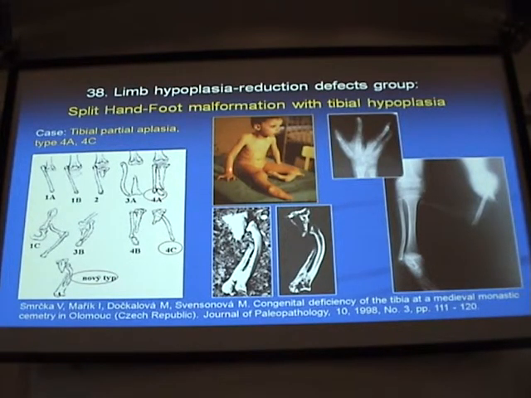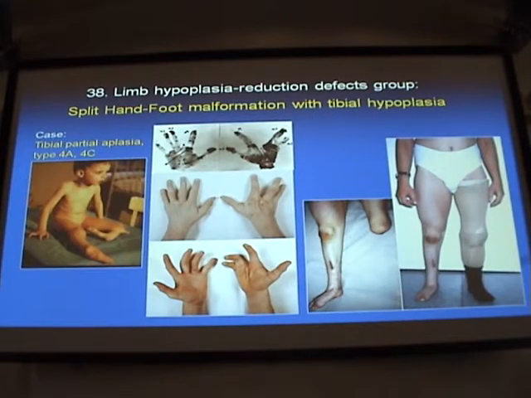And this boy has these types. This type. And this type, yeah. We reconstructed the right foot, right hand, and we provided exarticulation at the level of the knee joint on the left side. He is fitted with a prosthesis.